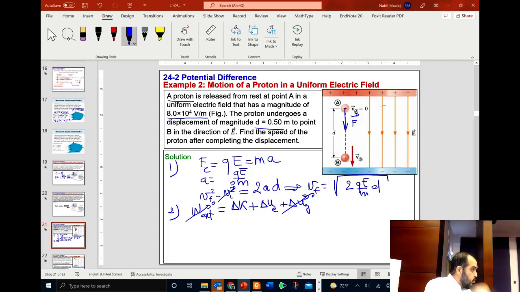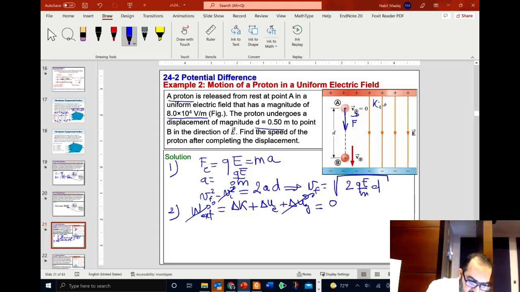So the electrostatic force is internal to the system. It's due to the electric field, so it's an internal force. That's why the work due to external forces is 0. So that means delta K plus delta U is 0. So let me do delta K.